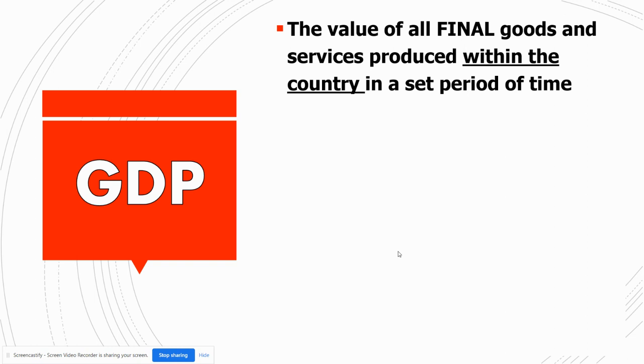And we also don't include anything that happens outside of the country. So if we have an American company that goes to Mexico to manufacture their product, we don't get to count that total in the US GDP, even though it's a US company. We only get to count what's happening within our borders.